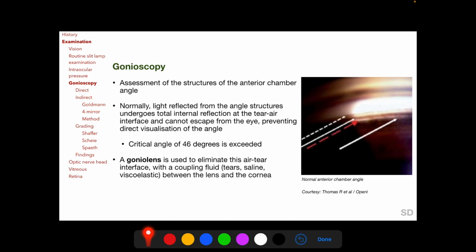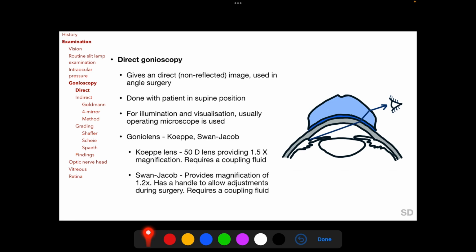Normally, light reflected from the angle structures undergoes total internal reflection at the tear-air interface and cannot escape from the eye, preventing direct visualization of the angle. To eliminate this air-tear interface, a gonio lens is used with a coupling fluid between the gonio lens and the cornea. Gonioscopy can be performed in two ways: direct gonioscopy and indirect gonioscopy.